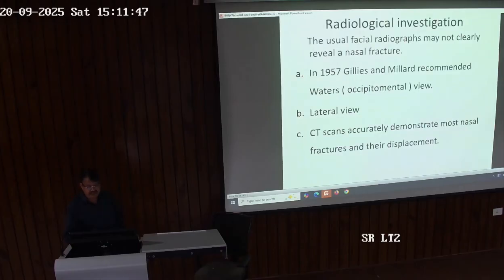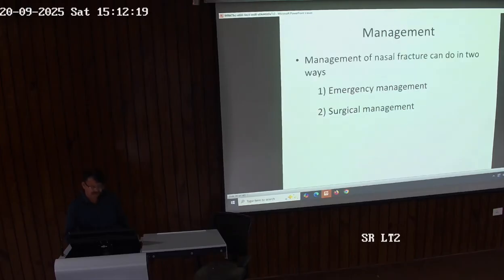Radiological investigation. The usual facial radiograph may not clearly reveal a nasal fracture. In 1957, Gillies and Millard recommended the Waters view. Lateral view and CT scan accurately demonstrate most nasal fractures and their displacement. Usually we advise the lateral view of nasal bones for nasal bone fractures. The lateral view of nasal bones shows the fracture line easily. For complex fractures, we advise the CT scan.